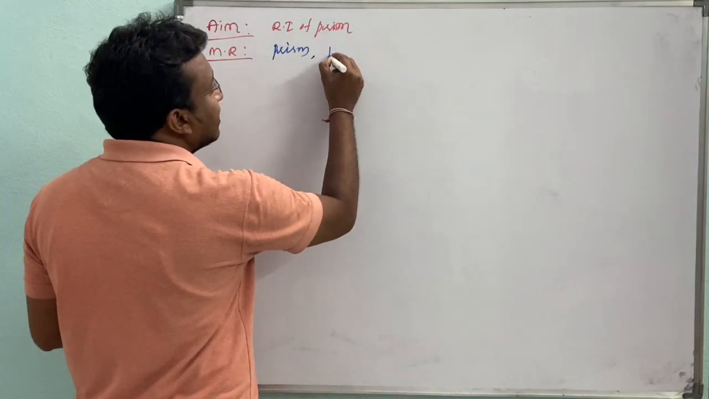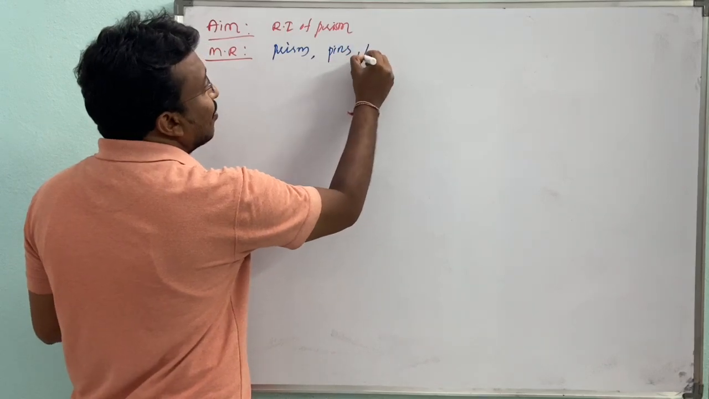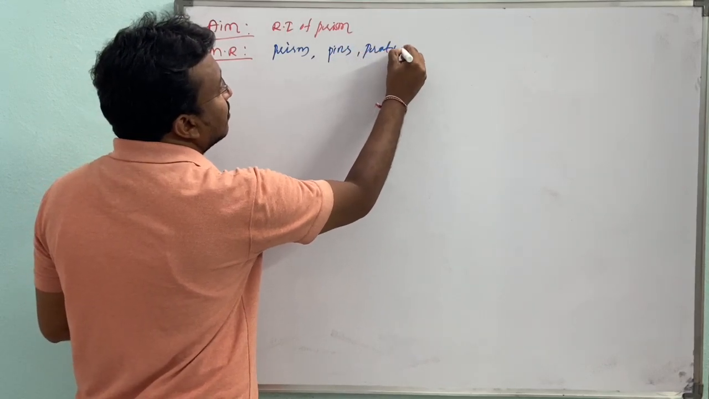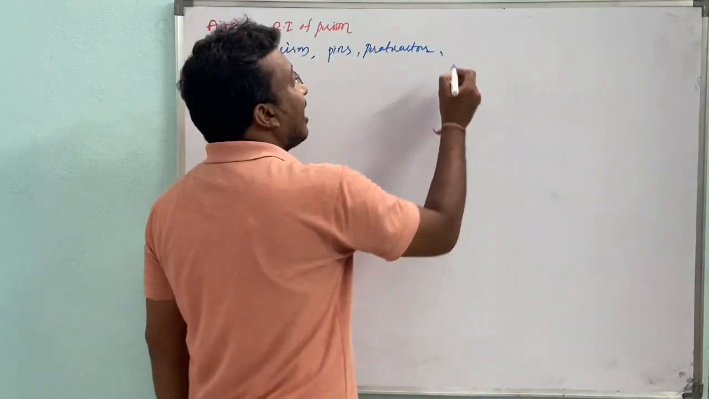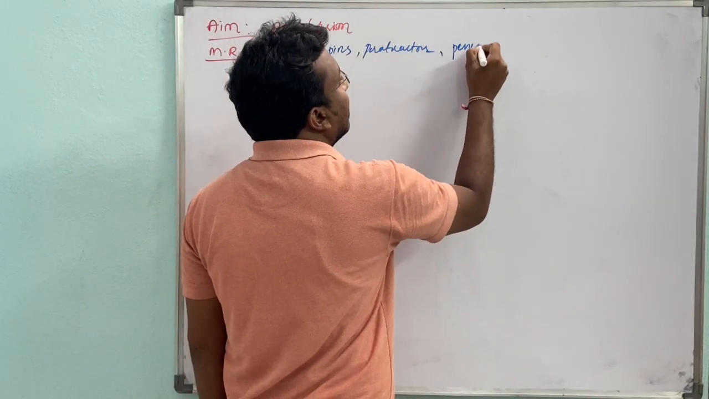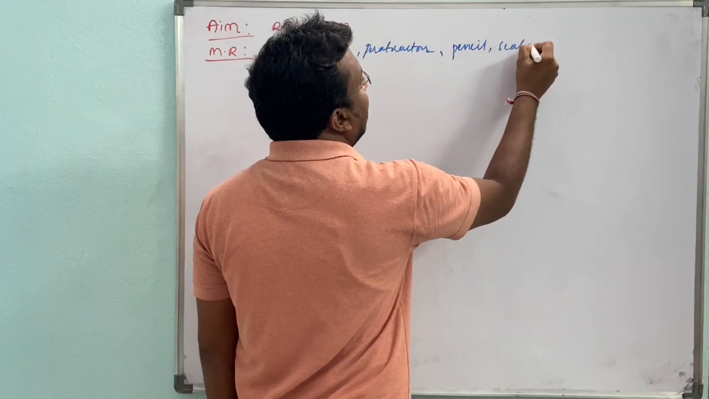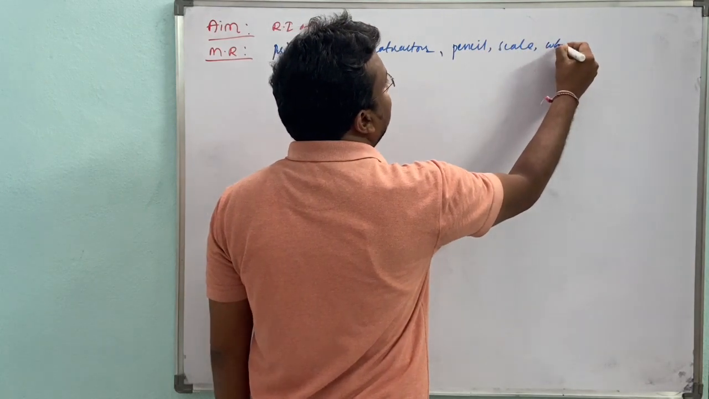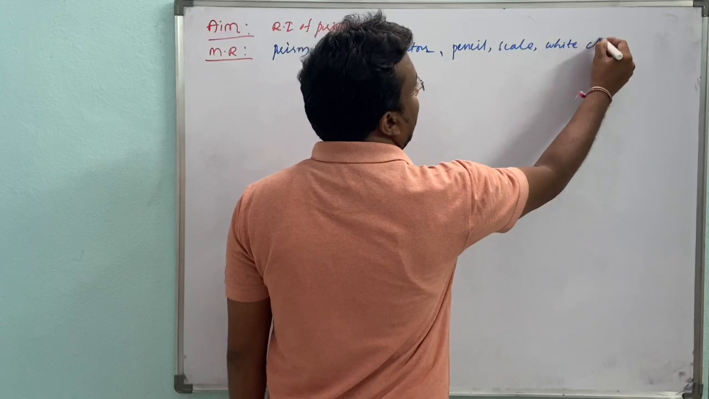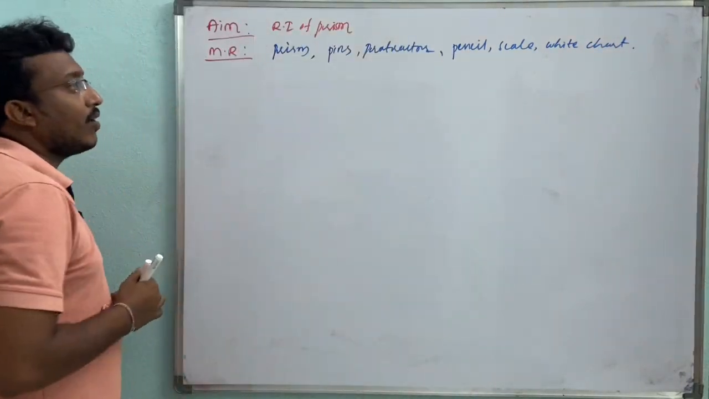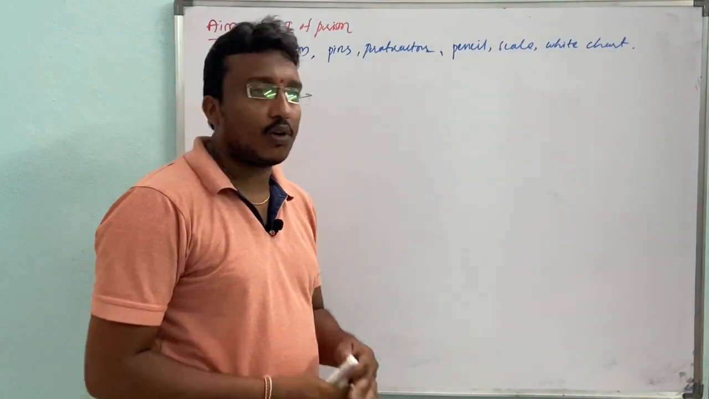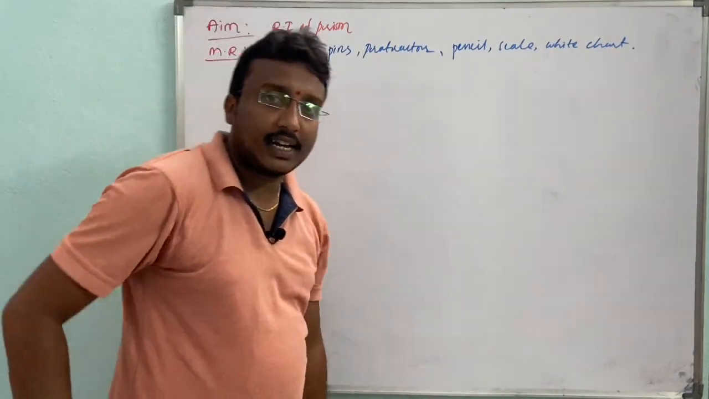and pins, protractor, okay, and a pencil, scale, white paper or white chart. These are the materials required to do the activity. Okay, prism to get refraction.